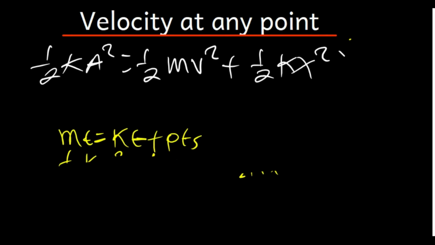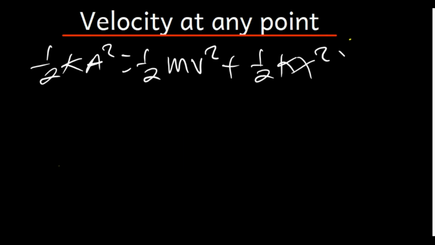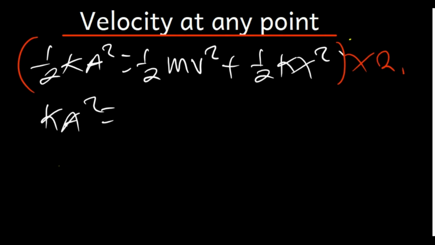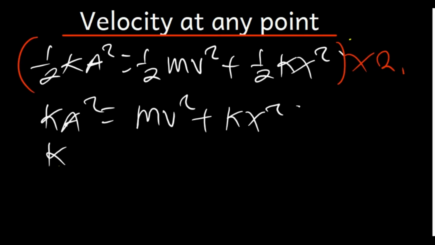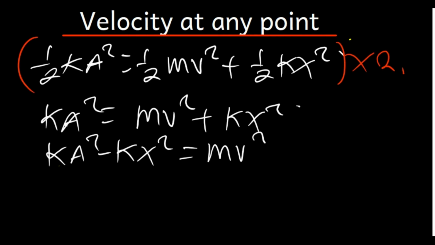Now I'll get rid of this to create space. Then I'm going to do times 2 everywhere. Why am I doing this? I'm trying to eliminate the half. So 2 times everything, the 2 and the 2 down here are going to cancel. So we're going to have ka squared equal to mv squared plus kx squared. What else? We are trying to find the velocity. I'm going to shift kx squared to the left hand side. So it's going to be ka squared minus kx squared equal to mv squared.